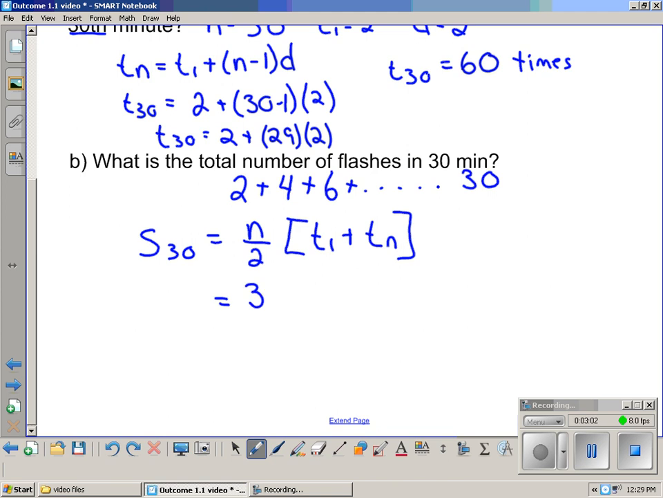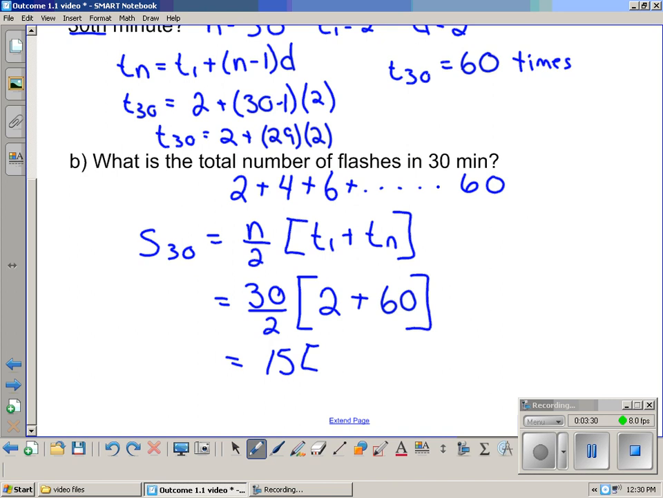So the number of terms this time is 30. I set up my series wrong here. It doesn't flash 30 times in the 30th minute. It flashes 60 times. Back to our formula. Number of minutes is 30 divided by 2. First term is 2. The last term is 60. Solving: 30 divided by 2 is 15, times (2 plus 60), which is 62. So that firefly flashes 930 times in 30 minutes.